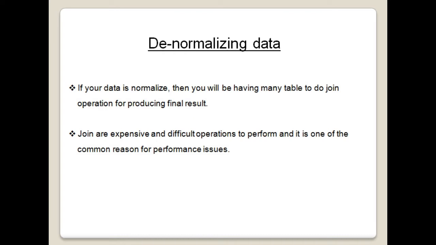Next is denormalizing your data. Friends, if your data is normalized, it means to get your final set of results, you have to do a lot of join operations. We all know joins are expensive and a difficult process to perform, and they are one of the common reasons for performance issues. So we should always try to reduce the join operations, and whenever I go for any join operation or any execution, before that I make sure I denormalize my data as much as I can.